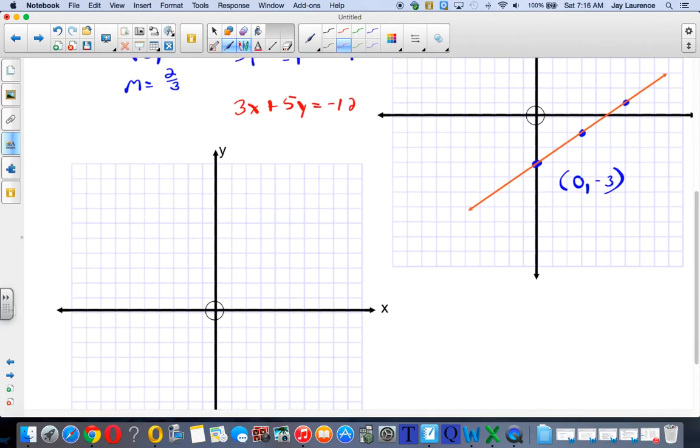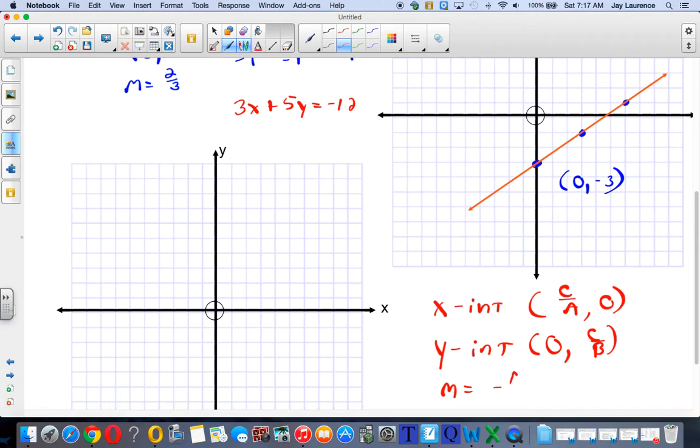Now, I remember my standard form shortcuts. I know that to find the x-intercept, it will be located at c over a, 0. Or I could just plug 0 in for y and solve for x. That's what the c over a is doing. My y-intercept would be located at 0, c over b, and then my slope is going to be the negative of a over b. So I better go find a, b, c.